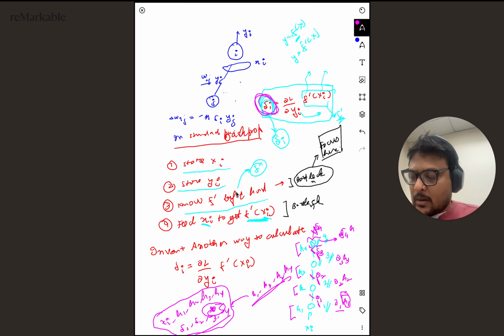So if we can come up with another way in which we can calculate this del i, and we don't require any of this memory which is occupied by standard backpropagation, then we are doing a pretty good thing, and that would result in a learning algorithm which is really good for edge devices. So let me talk about what that learning algorithm will be on the next slide.